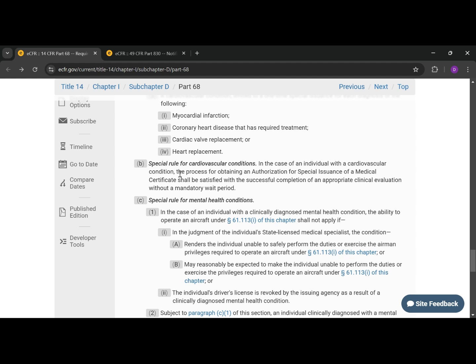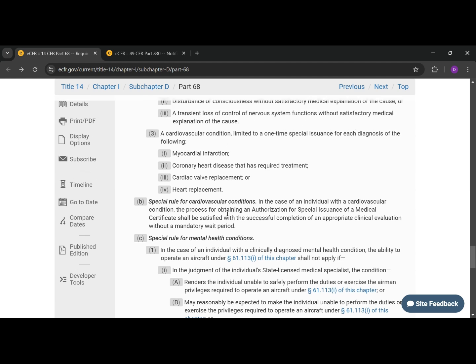And now we're getting into special rules for the conditions we just read through. So the special rule for cardiovascular condition: in the case of an individual with a cardiovascular condition, the process for obtaining an authorization for special issuance of a medical certificate shall be satisfied with the successful completion of an appropriate clinical evaluation without a mandatory wait period.